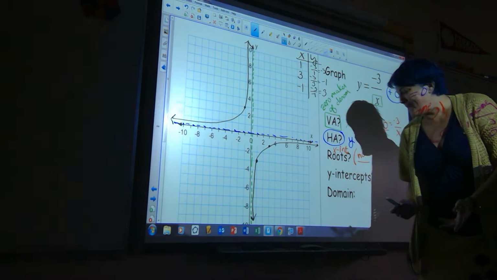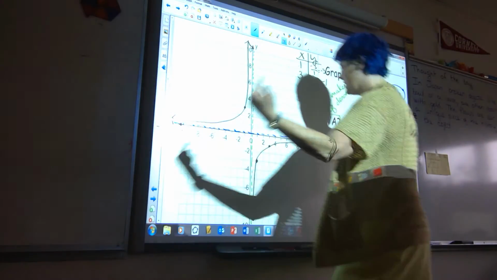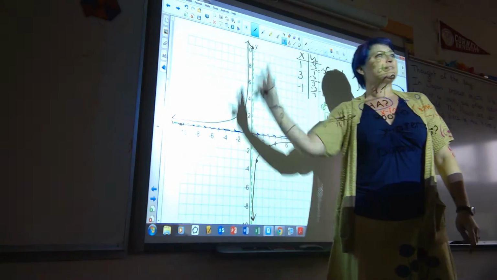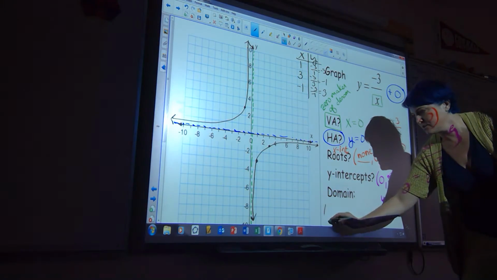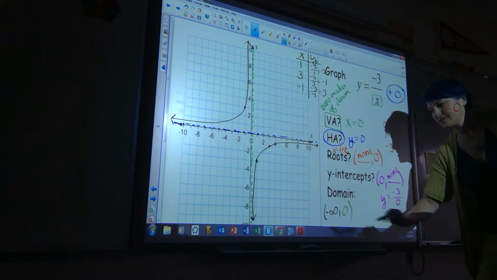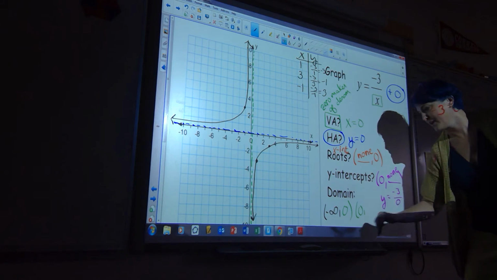Domain. Notice it goes left forever and it goes right forever, but there's one place where it breaks. It breaks at that vertical asymptote. So the domain goes from -infinity up to 0, and then it stops. And then it jumps over to the other side, from 0 to infinity.